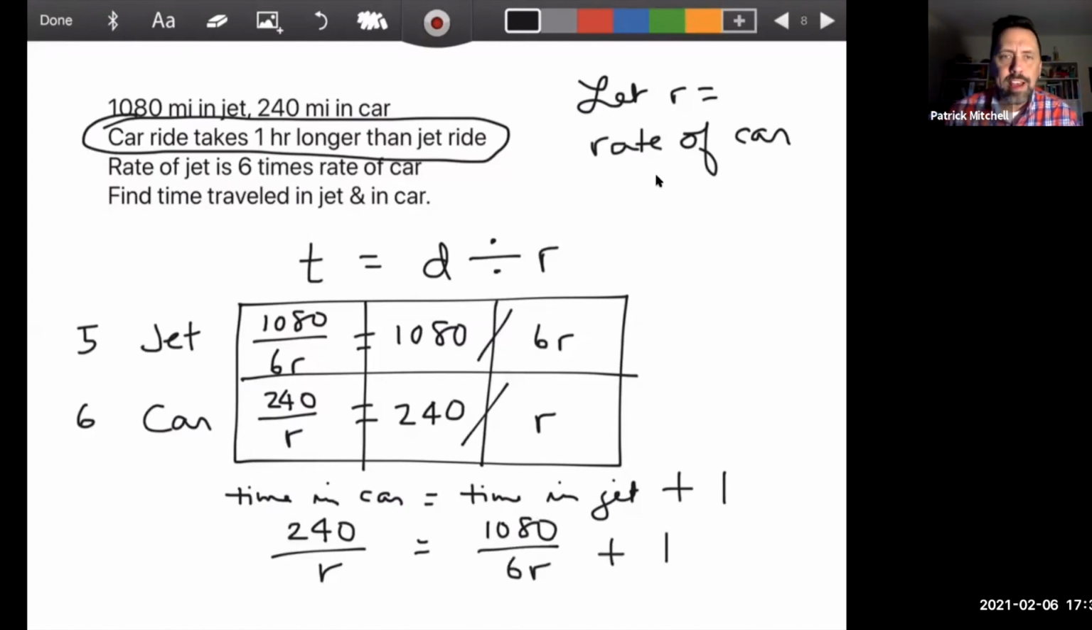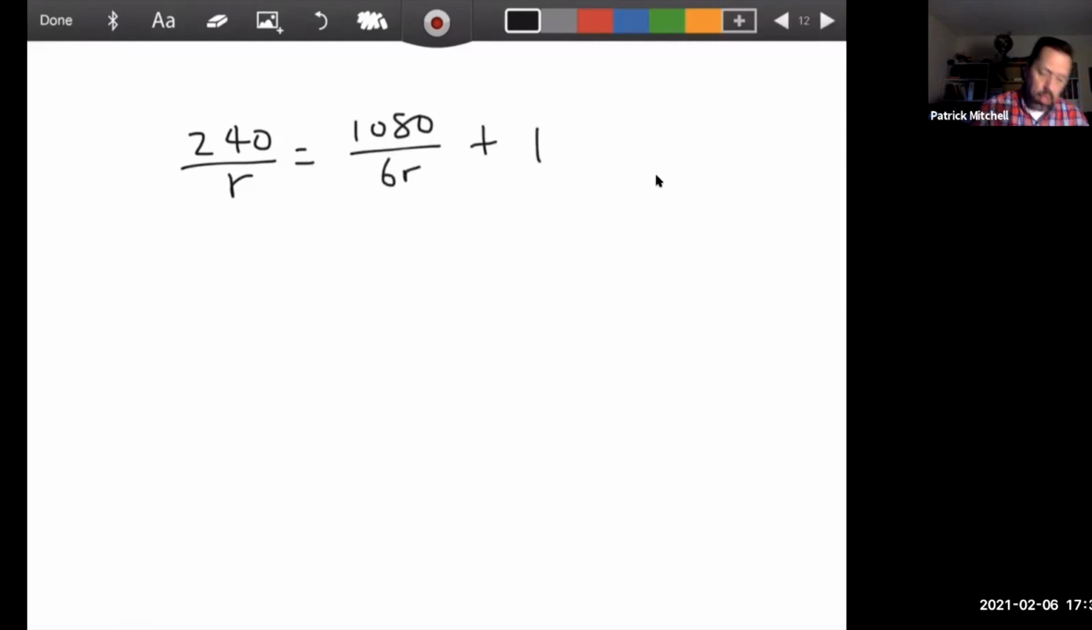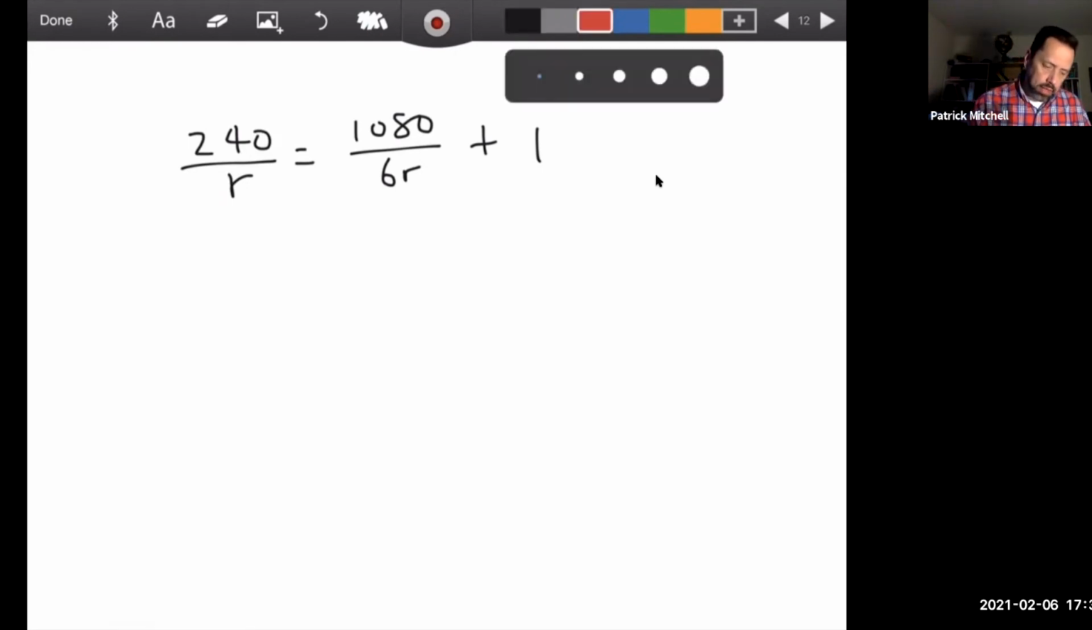All right, so now we just have to solve that equation and then we will be pretty much good to go. So let me try to find a blank page. All right, here we go on page 12. Gosh, what did that say? 240 over r equals 1080 over 6r plus 1. So this is not a proportion. I can't use cross multiplication on this one. We have to do it like we were doing the ones in the last section. So the LCD would be 6r.